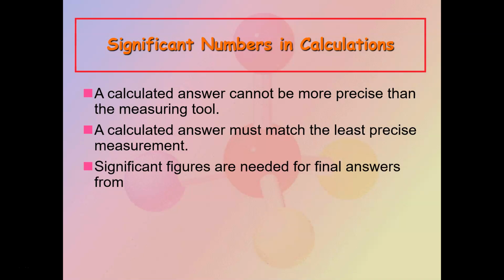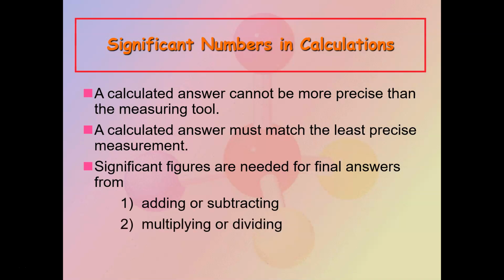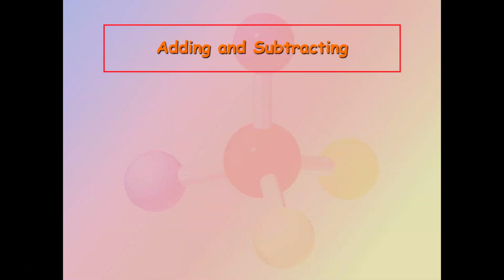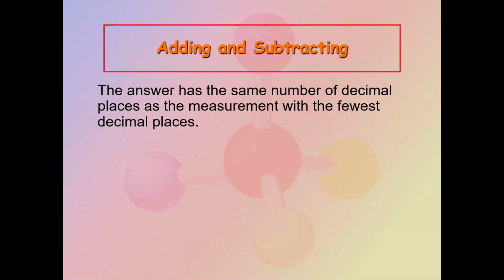Significant figures are needed for final answers from adding or subtracting problems and multiplying and dividing problems. So let's talk about adding and subtracting first. The answer has the same number of decimal places as the measurement with the fewest number of decimal places. So if your fewest is no decimal places, your answer has to have no decimal places. If your fewest number is 2 decimal places, your answer can only have 2 decimal places.